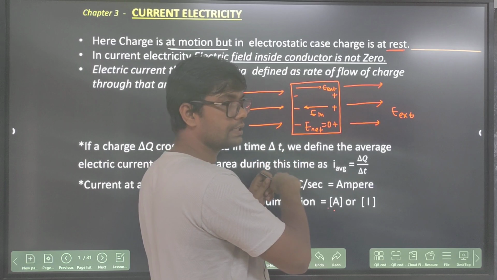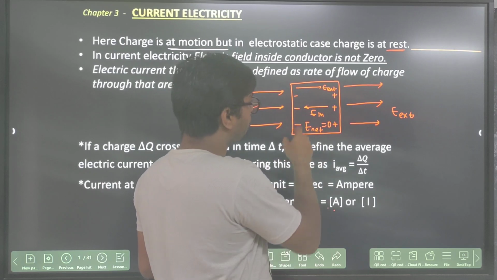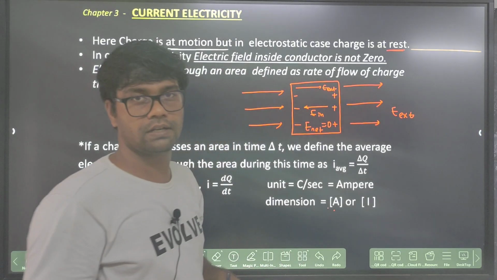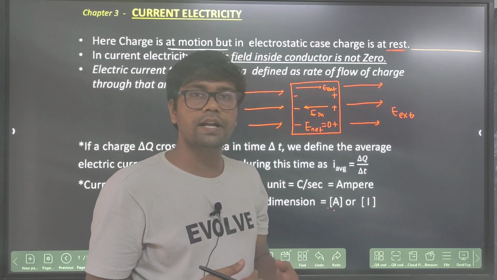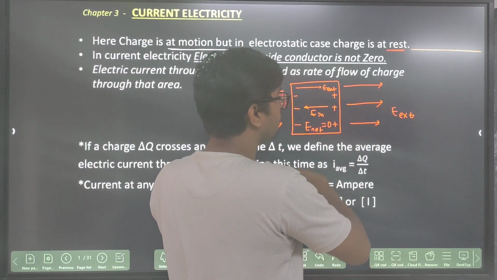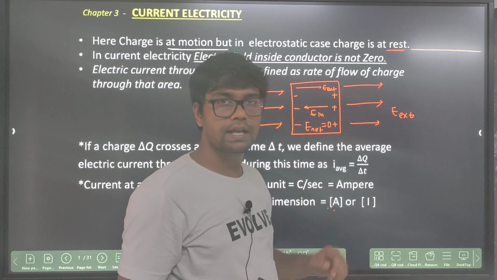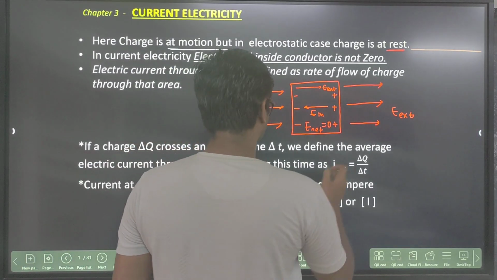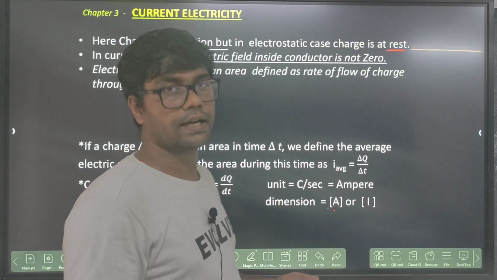But in current electricity, these charges will not be accumulated on the surface. These charges will keep moving in the circuit. What is a circuit? We are going to see. But remember, in current electricity, the field inside the conductor will not be 0. Because the charge will move, there will be no net induced electric field. Whatever electric field you apply, that electric field will exist in the conductor, right? Clear?